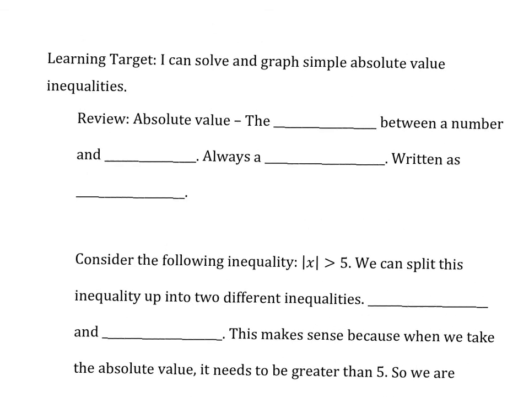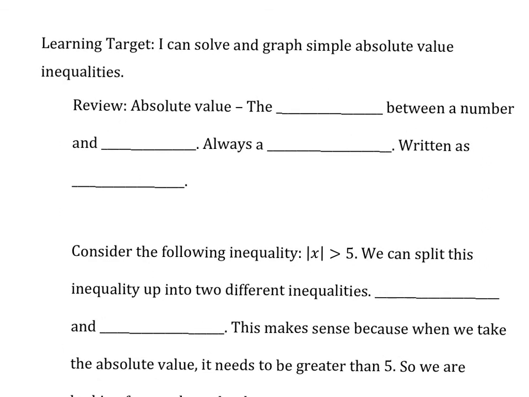Our learning target for today is I can solve and graph simple absolute value inequalities. So let's review again what absolute value is. Absolute value is the distance between a number and 0, and it is always positive, because we cannot have a negative distance. We write it as 2 bars with a variable in between.